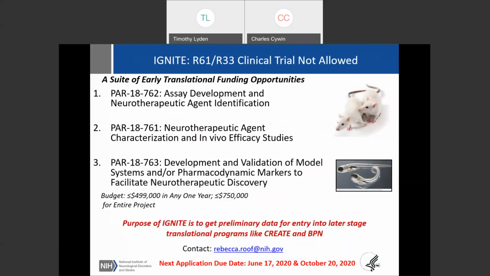If you don't have all the preliminary data you need, we also provide, through another program called Ignite, the ability to get some of that data. So we have programs that allow you to develop an assay and run a screen. We have programs that allow you to do a limited med chem to develop the therapeutic agent and run an in vivo efficacy study to get your preliminary data if you need that for your application. We also have the ability to make an animal model and develop pharmacodynamic markers to facilitate things. Again, all three of these components can make for a stronger BPN or create, which is for a biologics application.